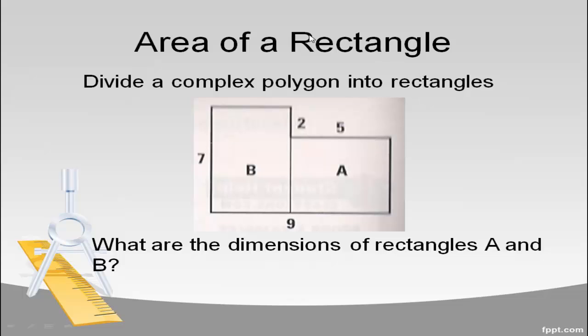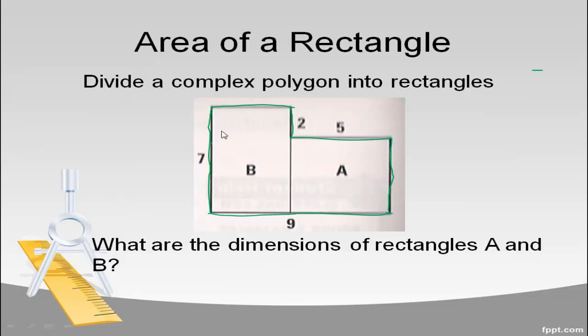This is an example from your book, and what we're going to try to do is find the area of this whole figure. Now, the whole figure, if I go through the outside, this would be the whole figure. I'm tracing the outside of the figure, or what we would call the perimeter of the figure. This would be the figure.